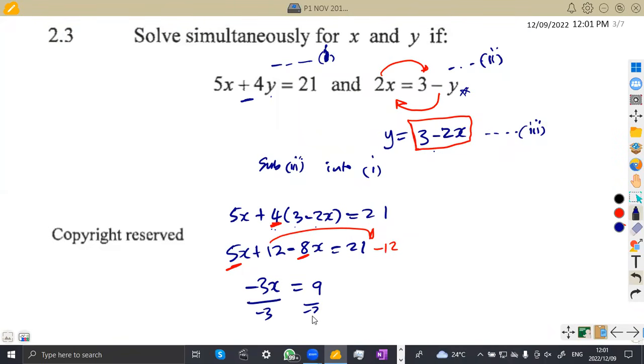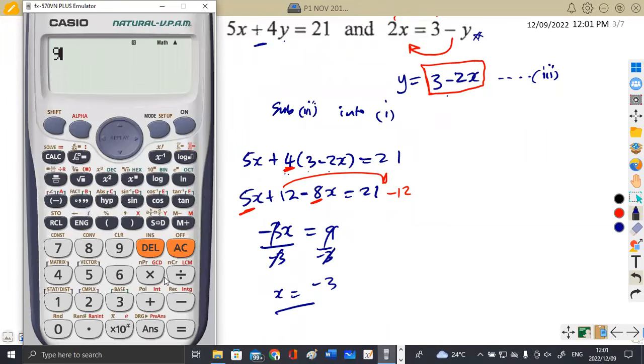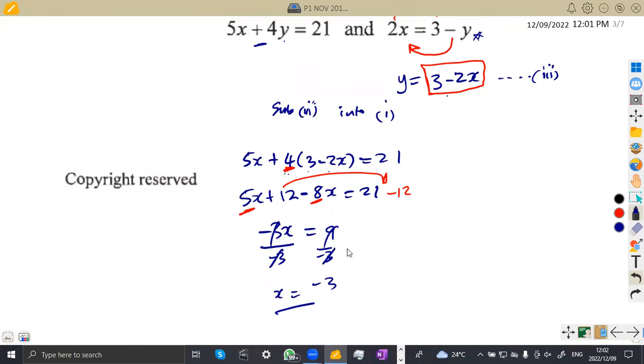Divide by negative 3 both sides, the number that is affecting x. All right, so if we divide here, x is going to be equivalent to negative 3. So that's the value of x. So you can divide on your calculator if you want to cross-check your answers. 9 divided by negative 3, that is negative 3. Since we now have the value of x, which is negative 3, we can now substitute into the expression for y, which is 3 minus 2x. Or you can substitute into any of these equations, but it is easier because already y is the subject here.